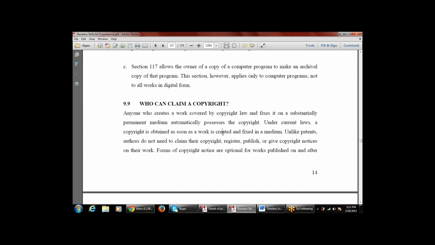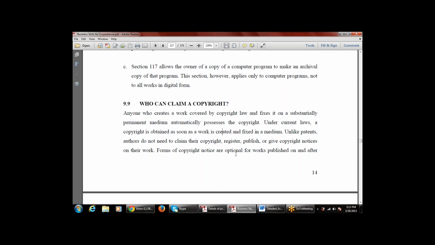A copyright is obtained as soon as the work is created and fixed in a medium. Unlike patents, authors do not need to claim their copyright, register, publish, or give copyright notices on their work. That is, unlike a patent, authors do not need to apply for a copyright. Automatically, they get the copyright once the work is created and stored on a physical, permanent medium.